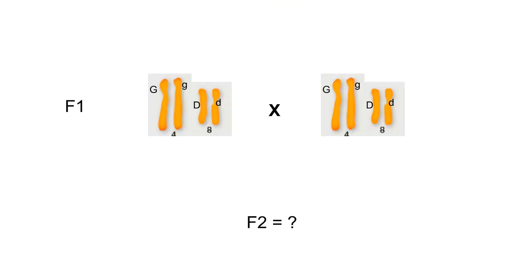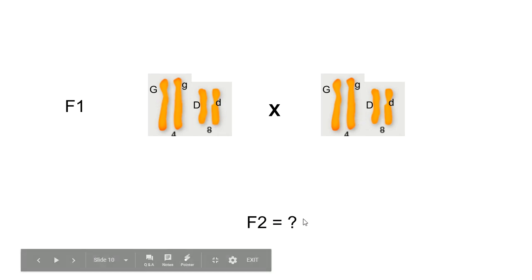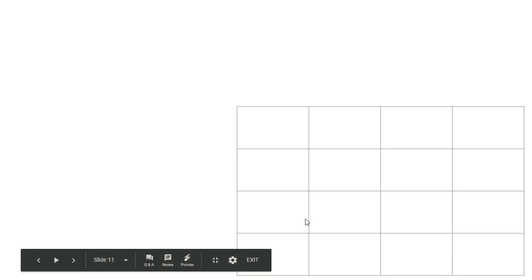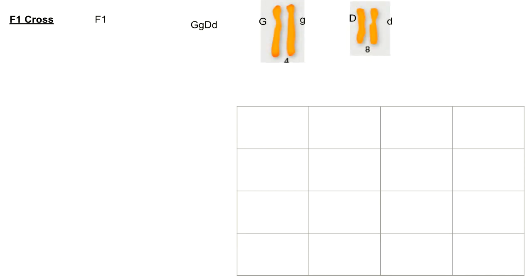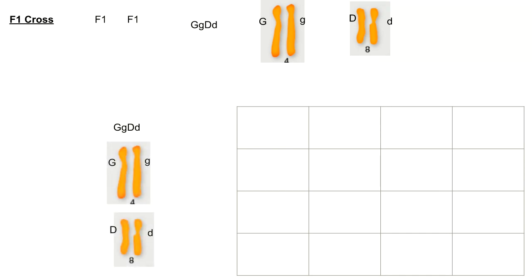Now, let's say we take these F1s and we cross them to get an F2 generation. So both parents now are heterozygous, big and little, big and little, big and little, big and little. And now we want to get to F2, the next generation on. So again, we have our big Punnett square. This is the F1 cross. We're crossing big G, little g, big D, little d. Same thing with the other side here, big G, little g, big D, little d.